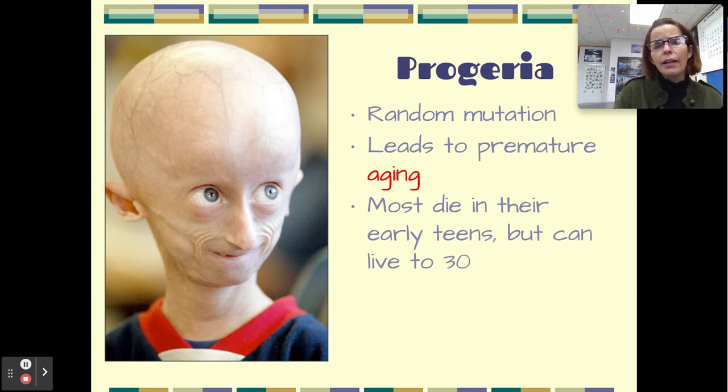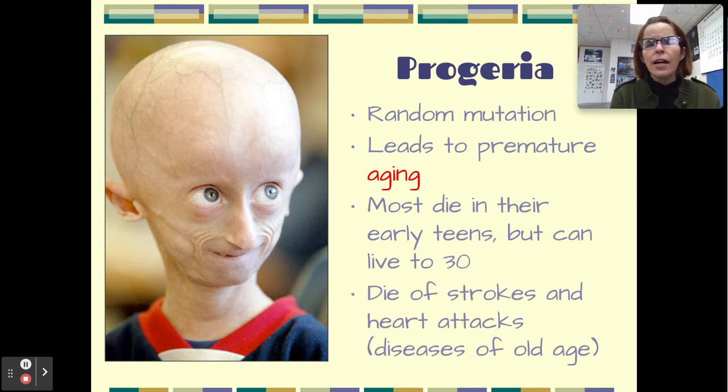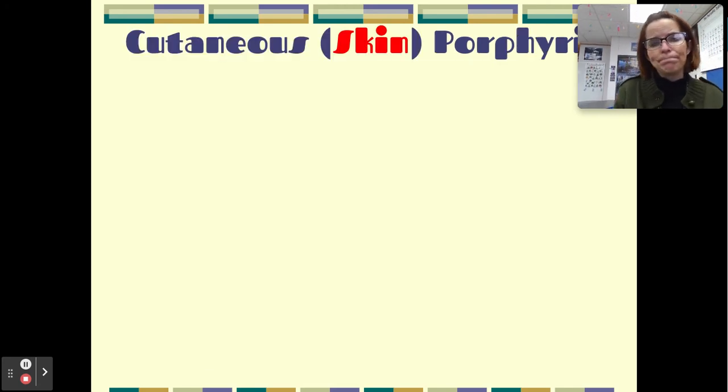Many of them lose their hair. They develop heart problems. They develop Alzheimer's. They have arthritis. All the problems of being an old person, and most of them die in their early teens. And they die of old age things like strokes and heart attacks. Right now, there is no cure for progeria, although they are working on some interesting treatments for it.